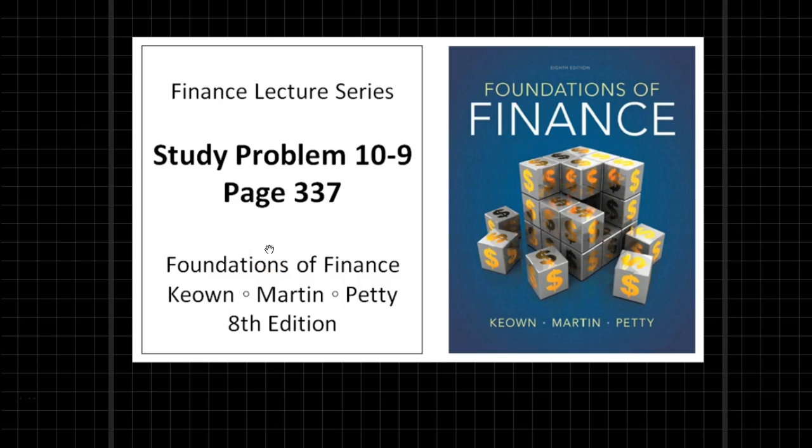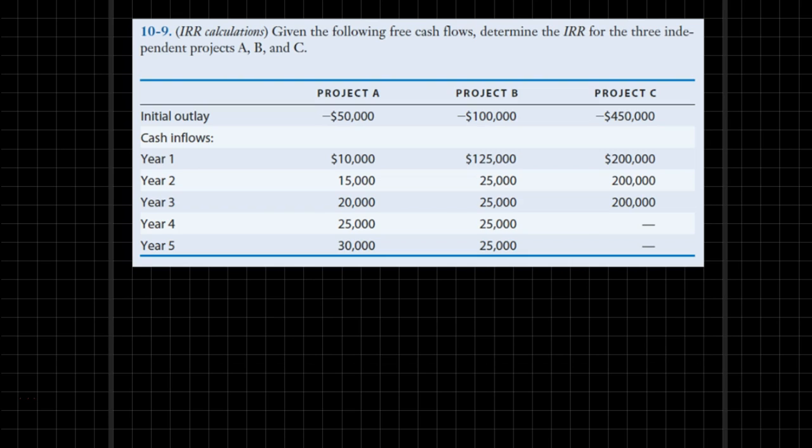Welcome back. In this business finance lecture, we'll go over study problem 10-9 on page 337 from the 8th edition of our textbook. Here's a view of the problem. The problem is basically about an IRR calculation, actually multiple IRR calculations for projects A, B, and C.